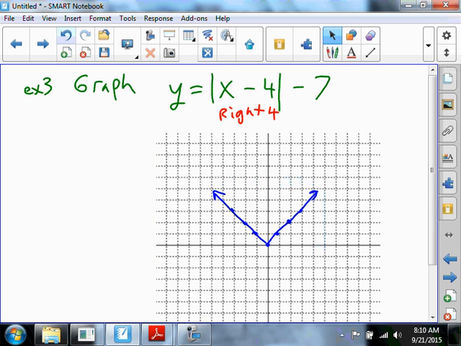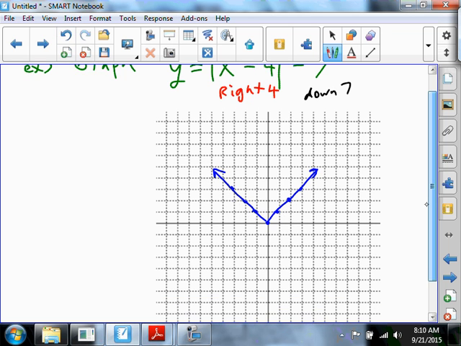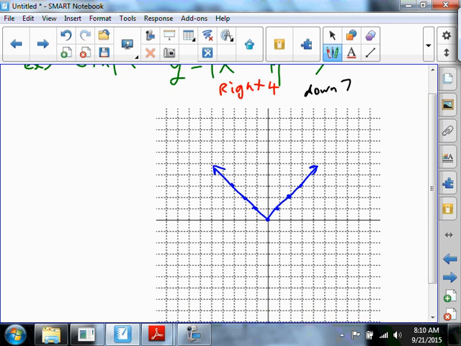And then what about that minus 7? What's that telling us? It's going to translate down 7, right? So down 7. So when we sketch the parent function, we kind of start at the vertex, the lowest point. So let's start at the vertex. From the vertex, we'll be going right 4 and down 7. So right 4, 1, 2, 3, 4, and then down 7. There's 1, 2, 3, 4, 5, 6, 7. So that's kind of like my starting point right there.